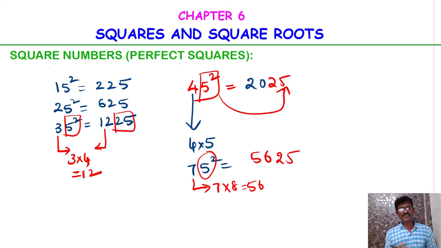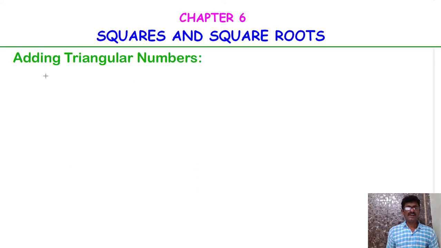Now let us see some interesting patterns in square numbers. Adding triangular numbers. First of all, what is a triangular number? Let me take one pattern. Suppose there is one dot here, and 2 dots and one more dot like this, and here 1, 2, 3 dots, and here 2 dots, and here 1 dot.